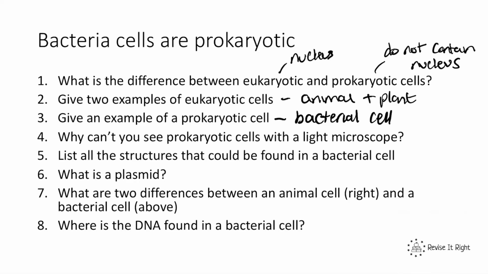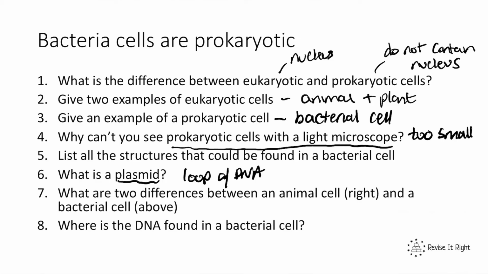Why can't you see prokaryotic cells with a light microscope? Well, this is because they are too small. So they are too small to see with a light microscope. List all the structures that can be found in a bacterial cell. Well, we've got the slime capsule, the cell wall and the cell membrane. You've got the loose genetic material, you've got the plasmid, you've got the ribosomes, and you've got the cytoplasm. What is a plasmid? Well, we've just said that a plasmid is a loop of DNA.